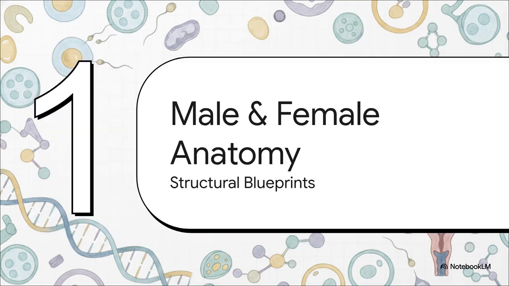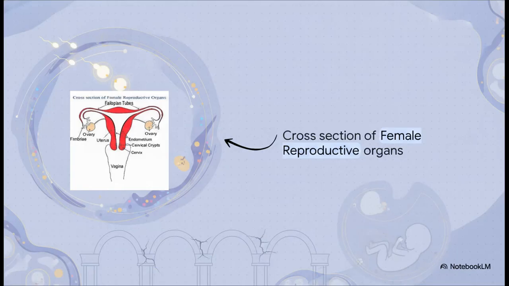Okay, moving right into part 2, male and female anatomy are structural blueprints. Let's really think about the sheer elegance of female pelvic anatomy. You've got this central muscular hub, the uterus, flanked beautifully by the two ovaries, and those are connected by the delicate fallopian tubes with those sweeping fimbriae right at the ends. Down below, we have the cervix, which acts as the absolutely crucial gateway from the vagina, complete with its cervical crypts. This perfectly balanced physical space is where the entire magic of conception and gestation is supposed to happen.